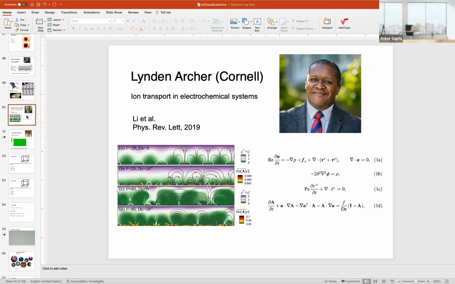Professor Archer has a wide range of interests, including material synthesis, but fluid transport is also one of them within these electrochemical devices. So what you see here are the governing ingredients. We will not go into all of these in the class, but I just want to show you that even advanced modeling of electrochemical systems essentially boils down to transport equations.